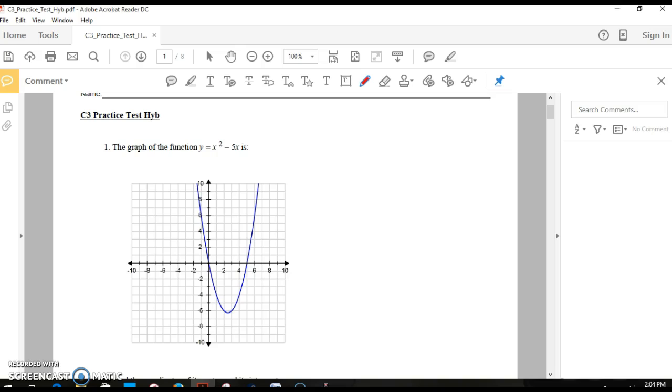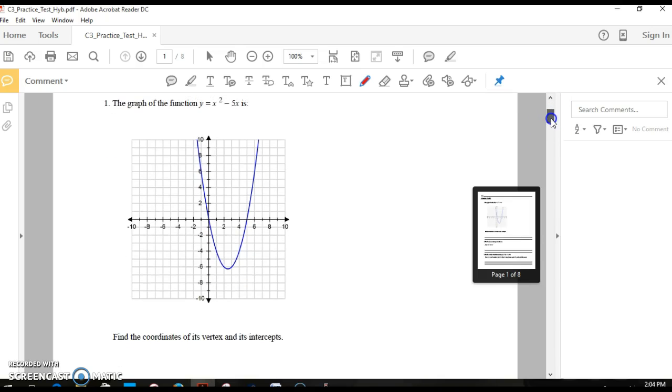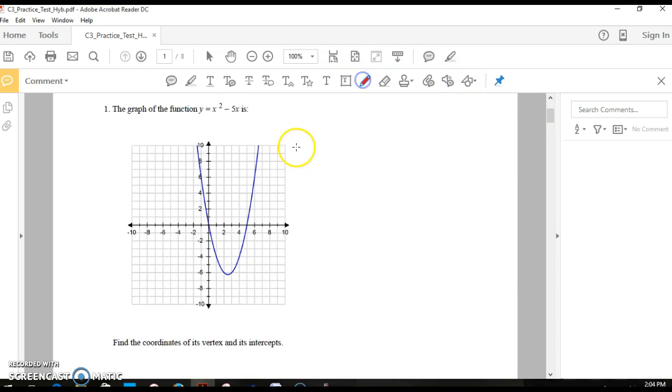I have the graph of the function y equals x squared minus 5x. It's located below. And the question asks us to find its vertex and its intercepts. So intercepts, for one, we can see them on the graph. They certainly look like they're at 0 and 5, but we can verify this using the quadratic formula or hoping that it factors. This does indeed factor. I can factor out an x, so I get x times the quantity x minus 5.